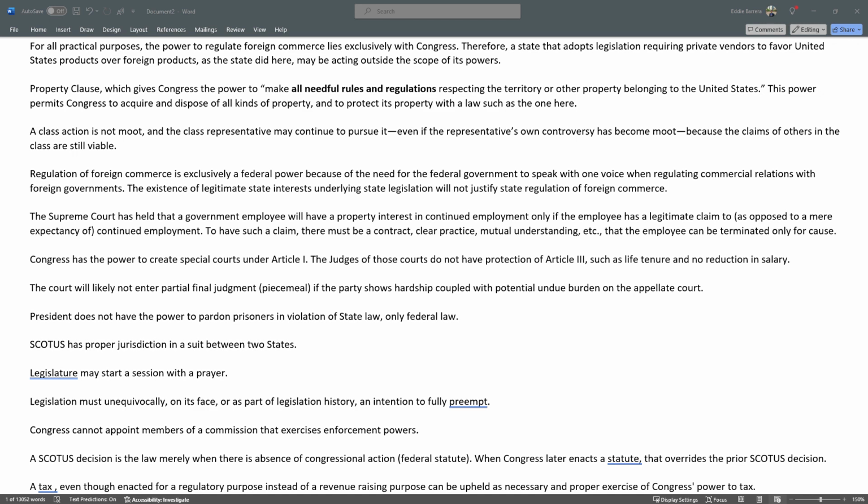Regulation of foreign commerce is exclusively a federal power because of the need for the federal government to speak with one voice when regulating commercial relations with foreign governments. The existence of legitimate state interests underlying state legislation will not justify state regulation of foreign commerce.